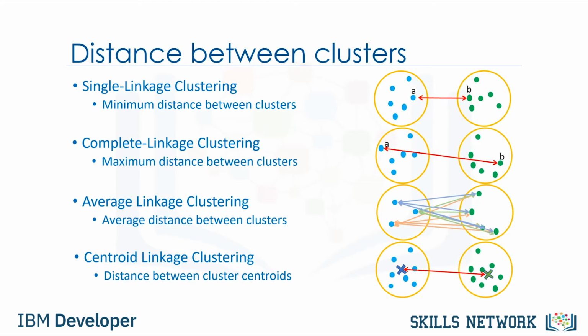The final linkage type to be reviewed is centroid linkage clustering. Centroid is the average of the feature sets of points in a cluster. This linkage takes into account the centroid of each cluster when determining the minimum distance.